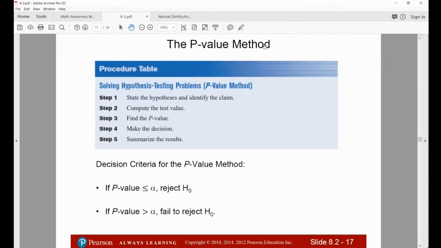So now we're going to solve an example using the p-value method. In the p-value method, we need to state the hypothesis and identify the claim. This is the same step for both methods. We also need to find the test value using the formula for z. But then instead of using table F to find the critical values, we're going to find the p-value using table E.